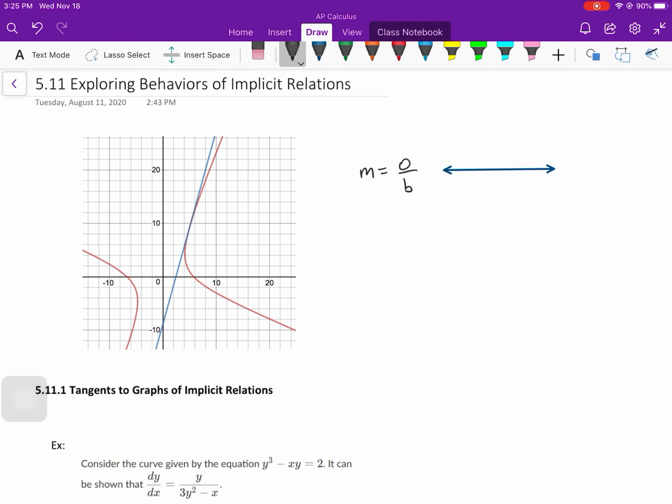Now, what if your slope instead was some number over 0? That would end up being an undefined or vertical slope. So this is really important for this lesson because you're going to end up with a rational derivative. If the numerator is 0, then you have a horizontal line. If the denominator is 0, now you have a vertical line. Then if it's 0 over 0, it's kind of indeterminate, and we'll have to take another look.